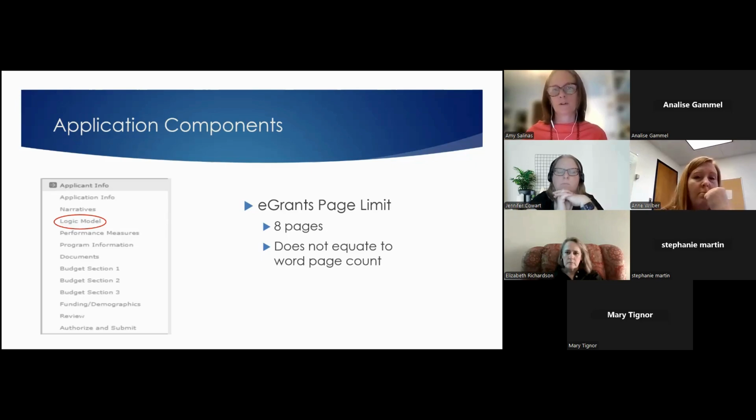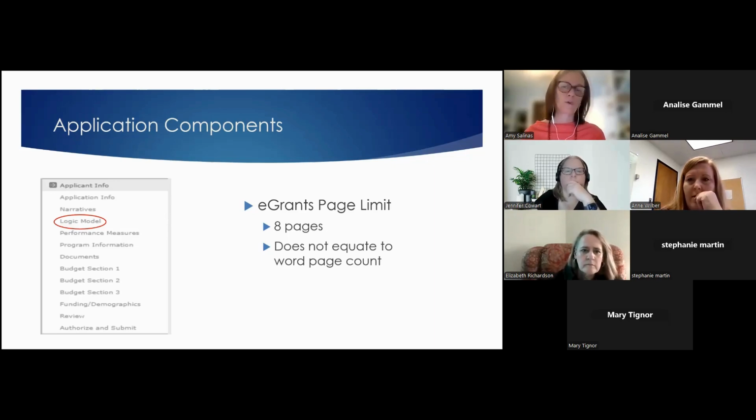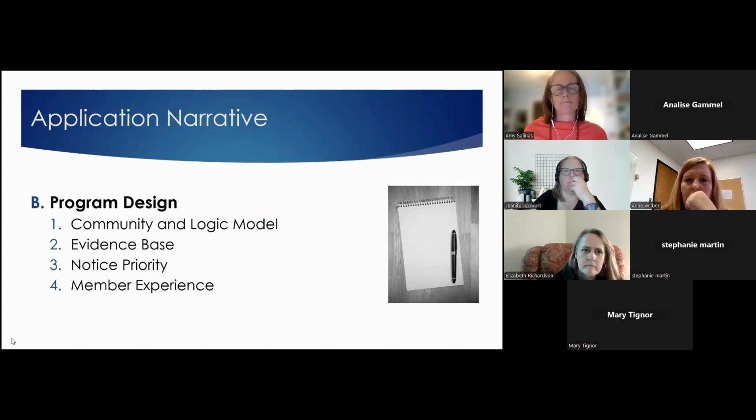The logic model is 8 pages as it prints out in eGrants. It does not equate exactly to a word page count, but fairly close. So if you create your logic model in your Word document, like we're going to tell you, which you should definitely do before you put it into eGrants, it's a close resemblance, but don't assume that 8 pages in Word is going to be 8 pages in eGrants, because the headings take up some significant space in eGrants. So you'll have to do some testing.